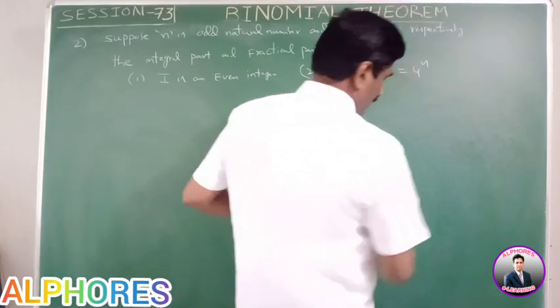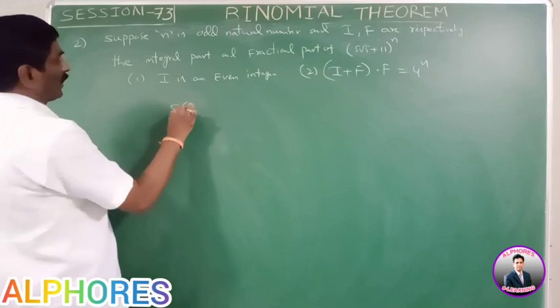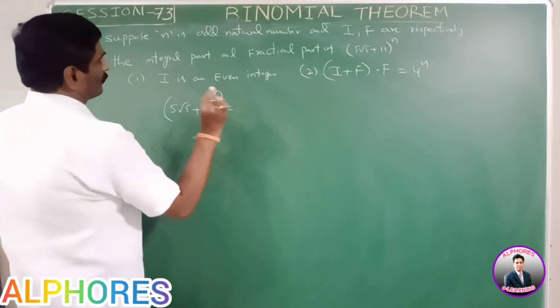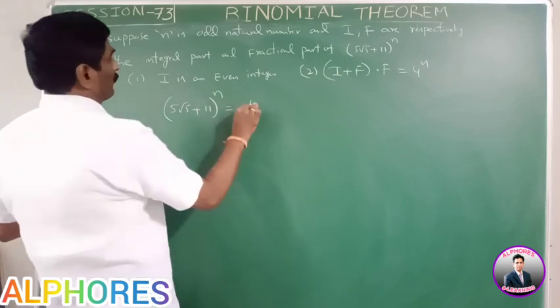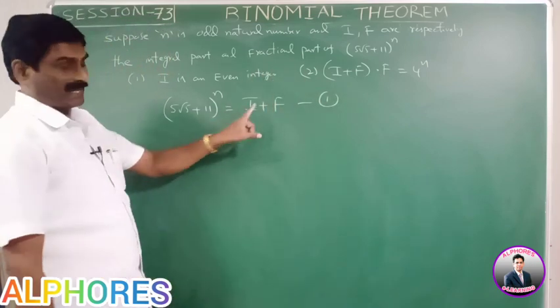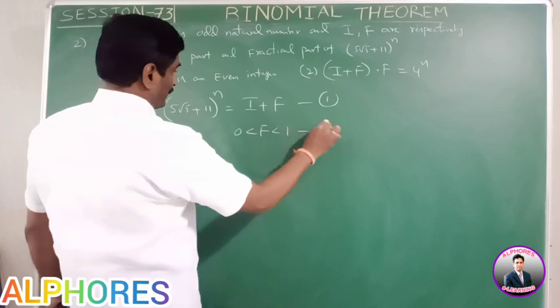From the given, what is the condition? (5√5 + 11)^n is equal to I + f. It is equation number 1. I is the integral part and f is the fractional part, that means 0 < f < 1. It is equation number 2.